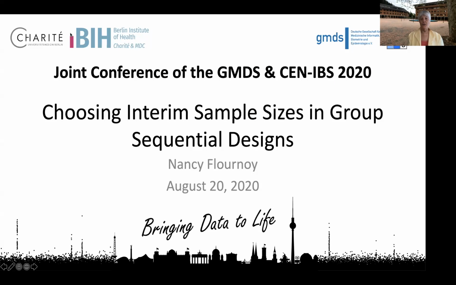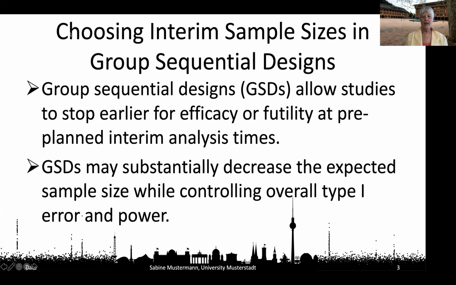So this work is joint with Sergey Tarima, and I'm going to be talking to you about choosing interim sample sizes in group sequential designs. Most of you probably know that group sequential designs allow studies to stop early for efficacy or futility at predetermined interim analysis times. They are very popular because they have a high likelihood of decreasing the expected sample size while controlling type 1 error and power.